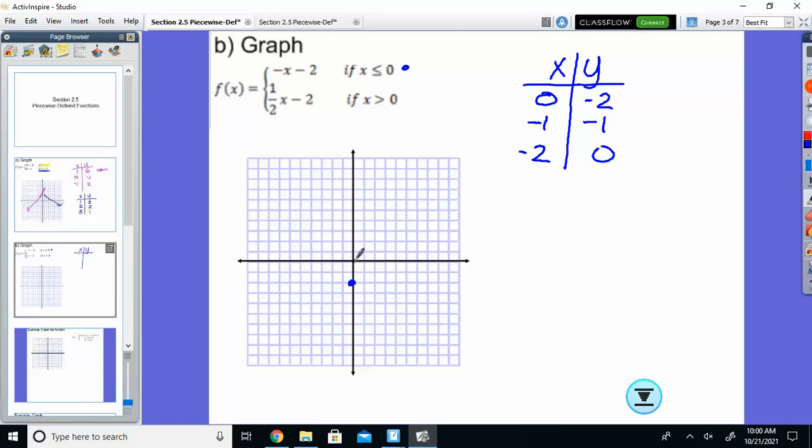So we have 0, -2, -1, -1, -2, 0. This is my starting point. We want x's less than that, so less than will go to the left. So it just continues. Next one.